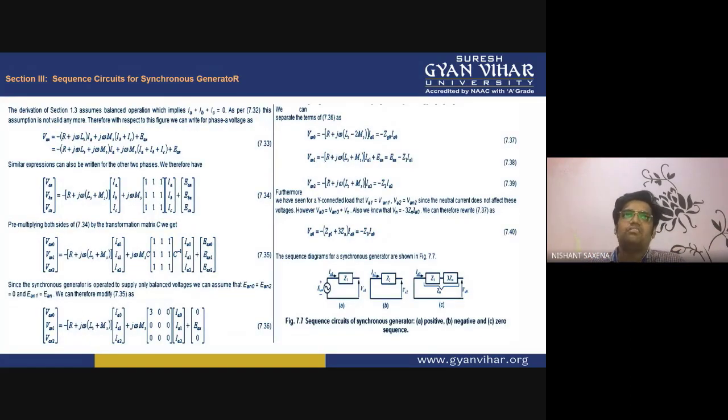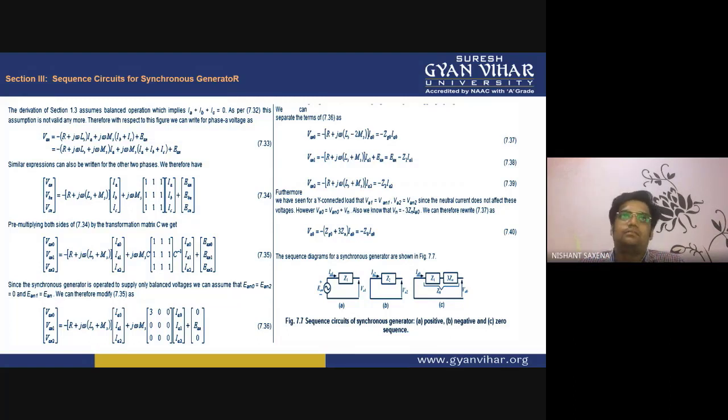Now, when we did the derivation of section 1.3, we assumed the operation which implies Ia plus Ib plus Ic is equal to 0. Then, according to equation number 7.32, this assumption is not valid anymore.